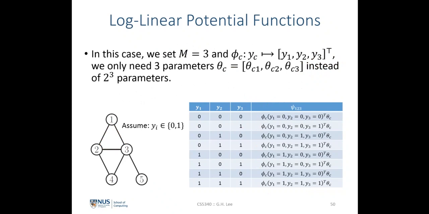So here we can see that if we set m equals 3, this means that the feature vector would be a function that maps the states of the random variables into a three-dimensional vector. We'll only need 3 parameters to parameterize this distribution table of the clique potential instead of 2 to the power of 3 parameters. So this can lead to a huge reduction of the number of parameters needed to represent the joint probability distribution. Hence, it will enhance the tractability of the learning and inference algorithm.